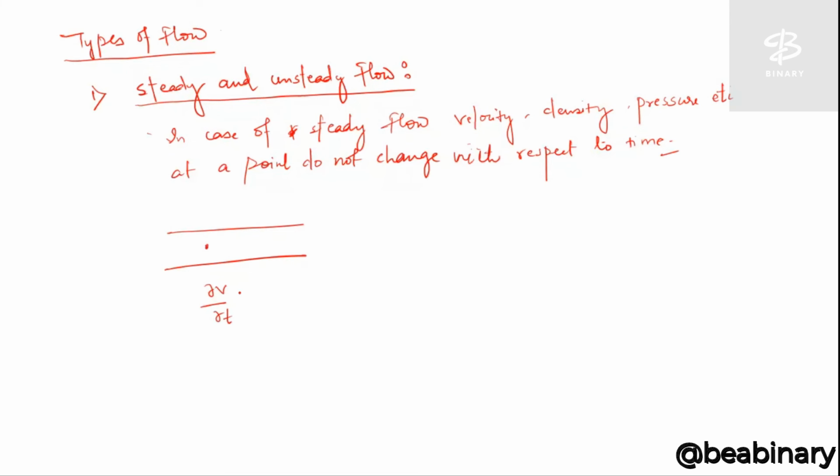dv by dt is not changing. It means that the value of dv by dt is 0, or you can say del p by del t is equal to 0, or you can say del rho by del t is equal to 0. It means that there is no change of the characteristics like velocity, pressure and density with respect to the time.